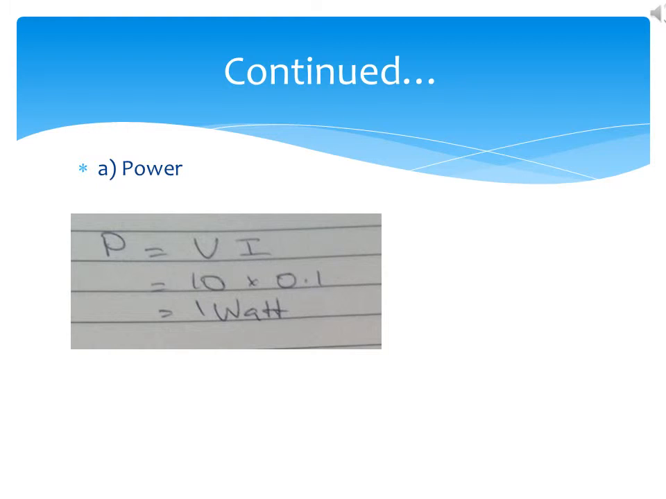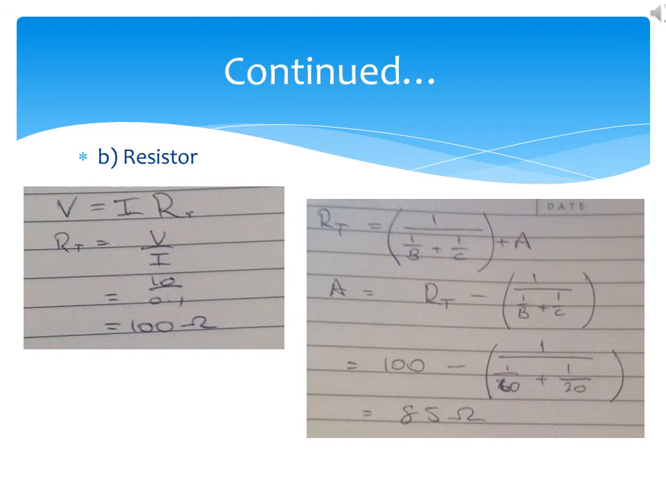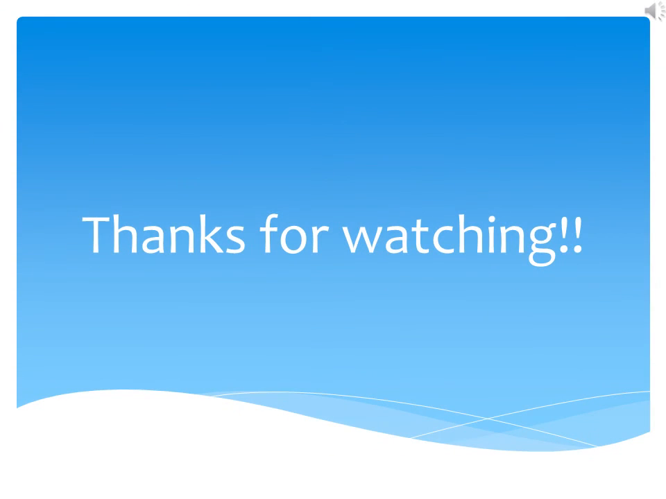1 watt. Lastly, to find resistor A, we first need to determine the total resistance, using Ohm's law, V equals IR. Rearrange this to find R equals V on I, giving us R equals 100. Then, using your knowledge of how resistors are added in series and parallel circuits, we generate this equation, and then solve for A. Finally, we get A equals 85 ohms. Now you have a good understanding of how current works.